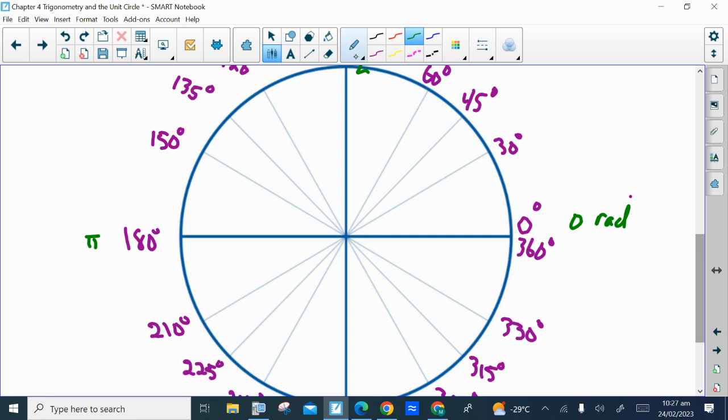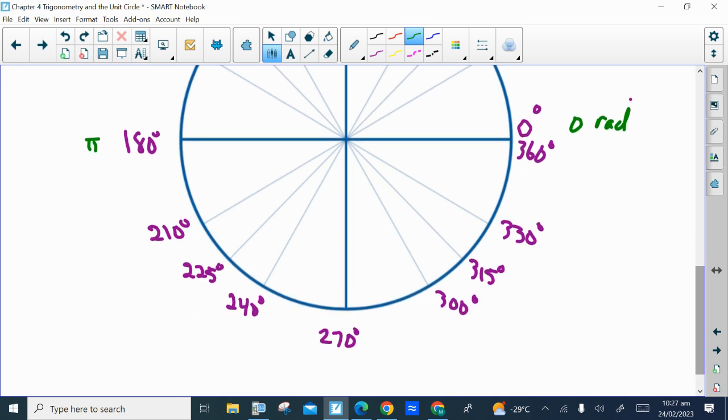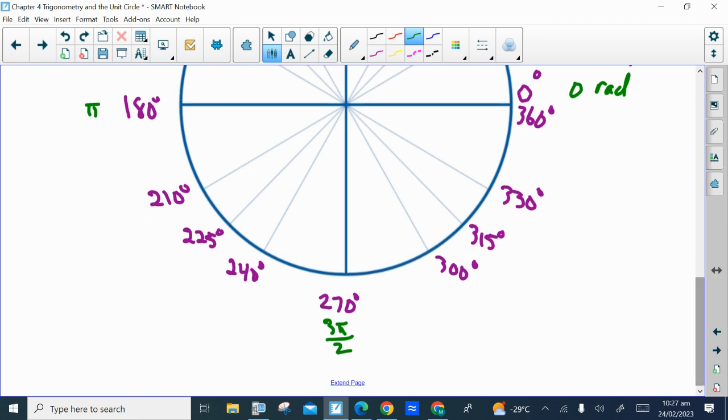We want 1 pi on 2 up at 90. 2 pi on 2s would take us to 180, and the 2's cancel. You're left just with pi. Another pi on 2 would take us to 3 pi on 2. 3 pi on 2 is equivalent to 270 degrees. And another pi on 2 would take us to 2 pi radians. Again, that's equivalent to 360 degrees.